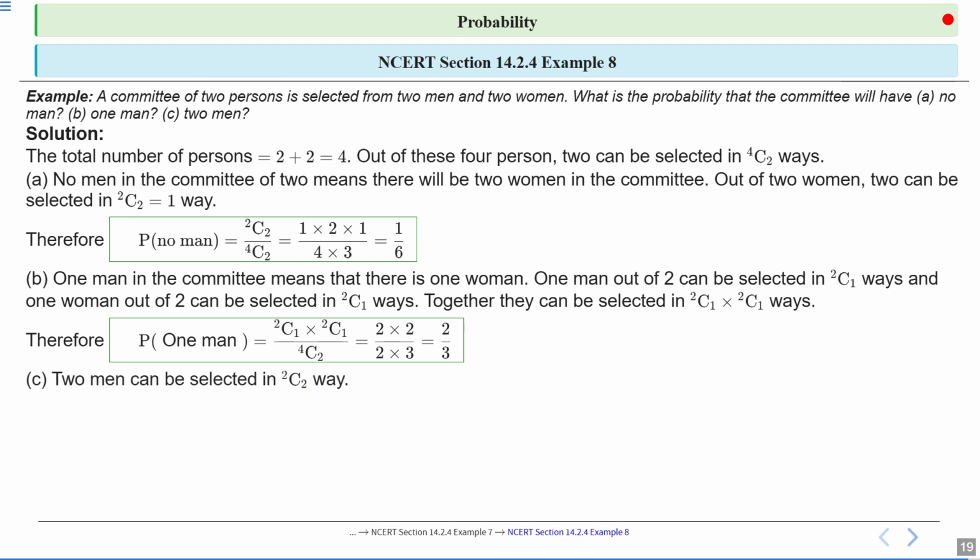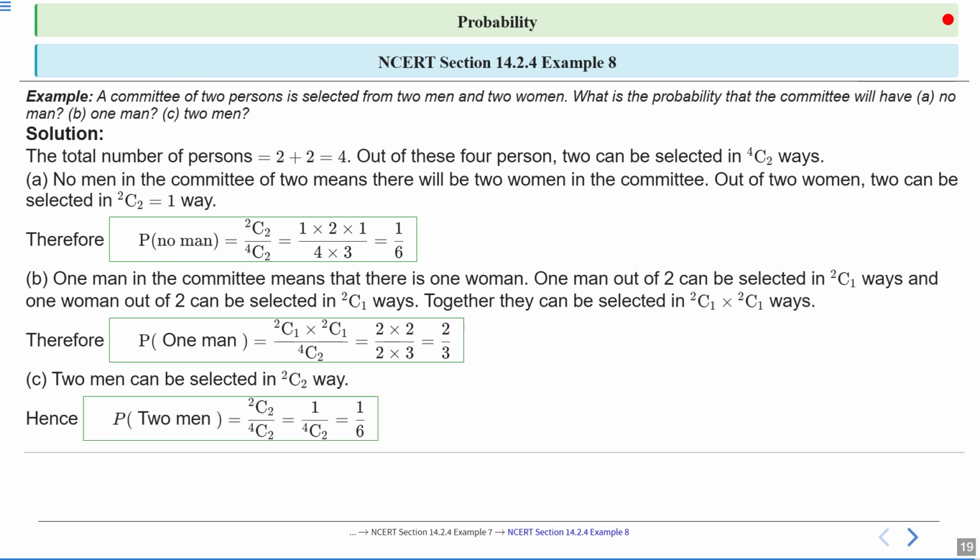And then two men can be selected in 2C2 ways. Hence the probability of two men is equal to 2C2 divided by 4C2, and this is equal to 1 by 6. So the probability of no man is 1 by 6, the probability of one man is 2 over 3, and the probability of two men is 1 by 6. Clear? I hope this example is clear to all of you.